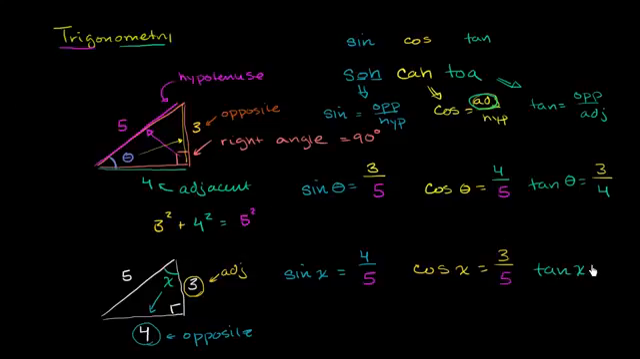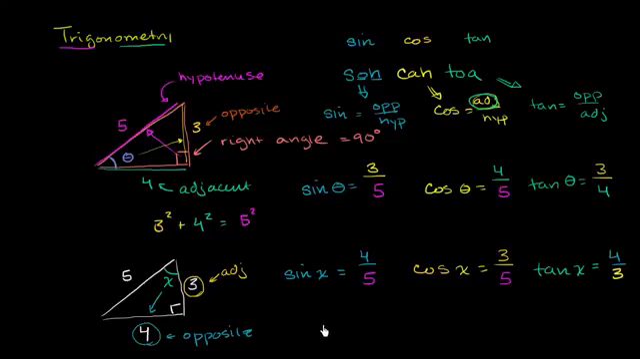And then finally, the tangent. We want to figure out the tangent of x. Tangent is opposite over adjacent. Opposite over adjacent. The opposite side is 4. The opposite side is 4. And the adjacent side is 3. And we're done.